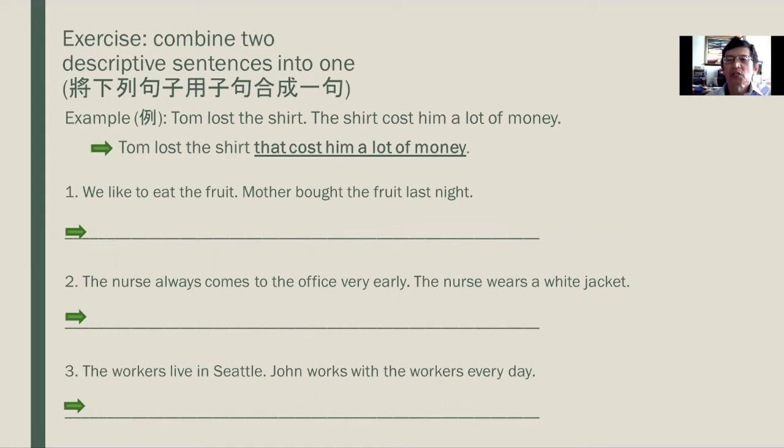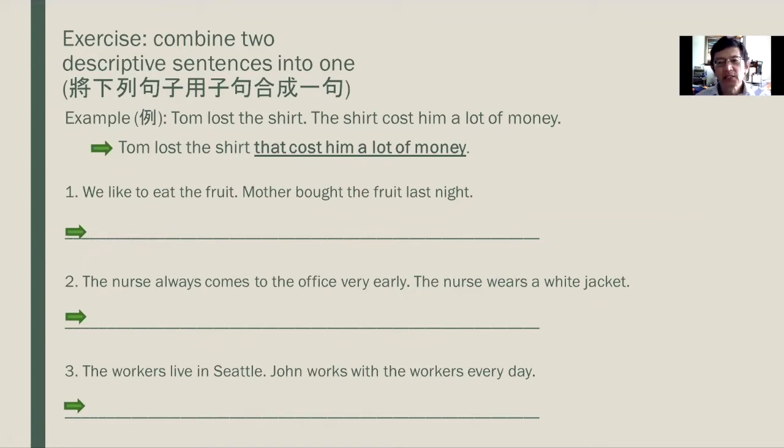Let's try this exercise another way. This time I will give you 2 sentences and you are to make them into one sentence using one of the clause words and then making a clause. An example would be, Tom lost the shirt. The shirt cost him a lot of money. You can make one sentence by saying, Tom lost the shirt that cost him a lot of money.